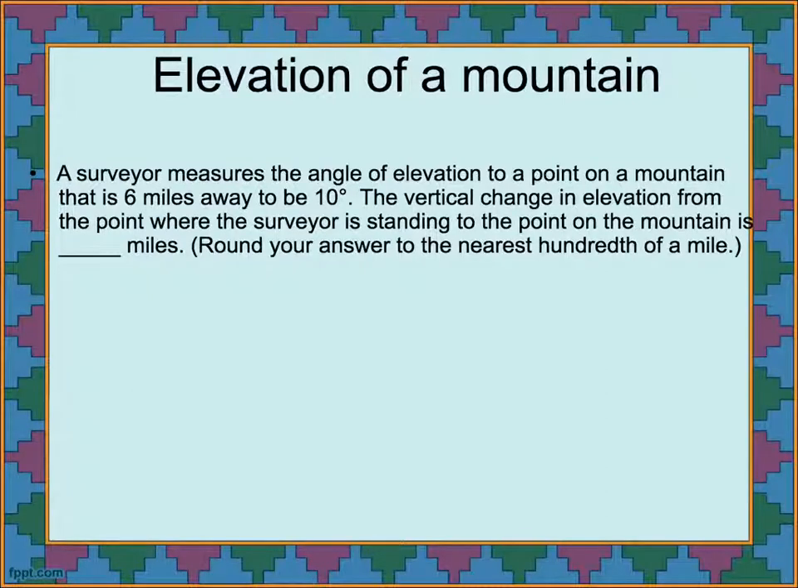So this one's the elevation of a mountain. It says a surveyor measures the angle of elevation to a point on a mountain that is 6 miles away to be 10 degrees. The vertical change in elevation from the point where the surveyor is standing to the point on the mountain is blank miles. So let's again draw a picture, that way we have a visual representation of what's going on here.